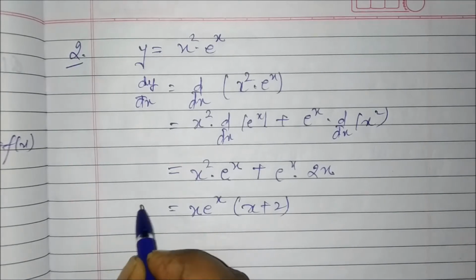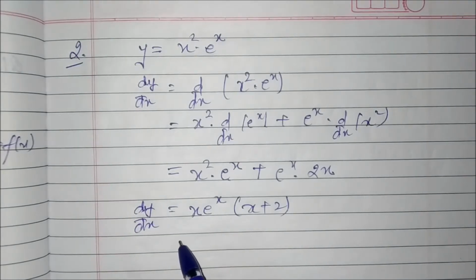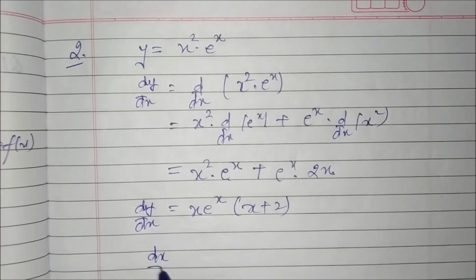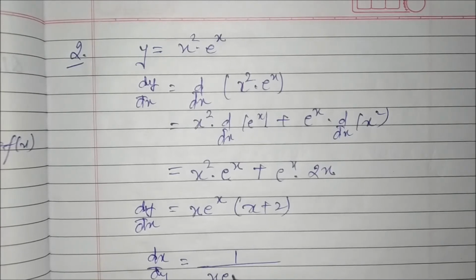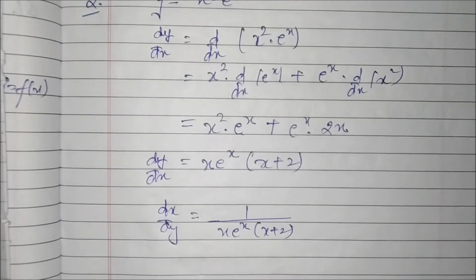Okay, this is your dy by dx, and we have to find the inverse function, na? The derivative of the inverse function. So we have dx upon dy equals 1 by x e raised to x into x plus 2.